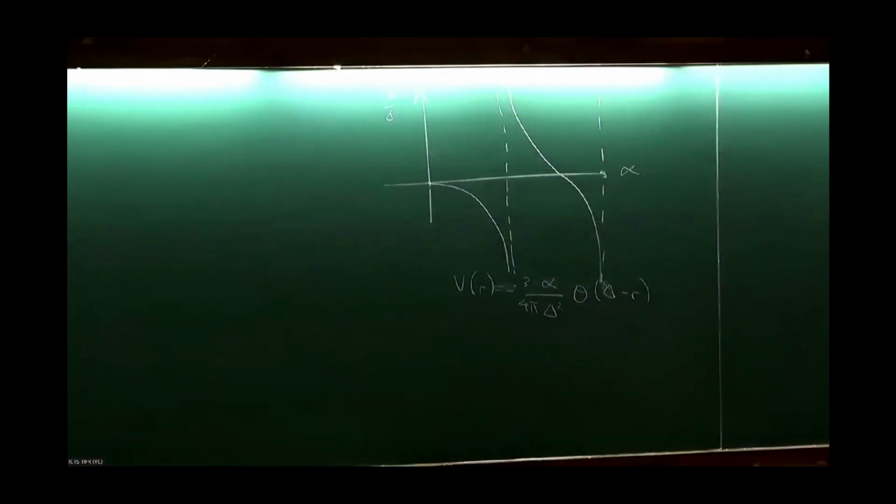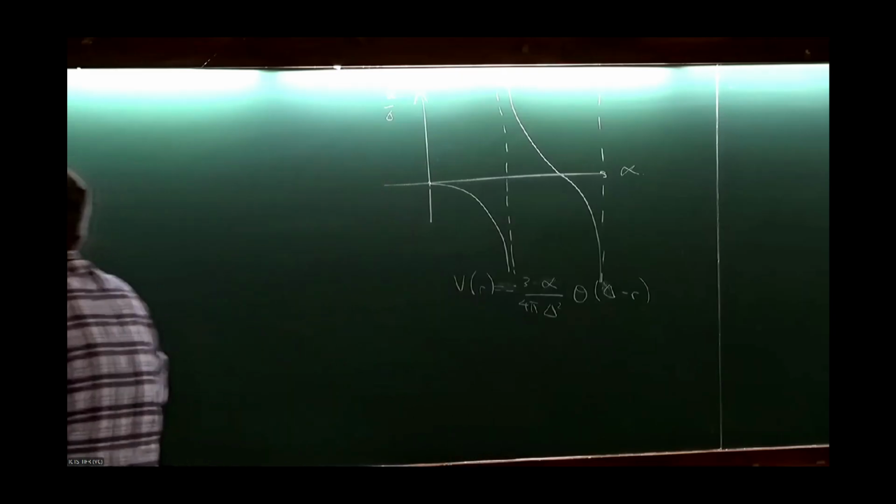But maybe, no, then it was probably another one. Another graph, which started from the origin, went up and came down. Oh, it was the wave function? Yeah. Okay.